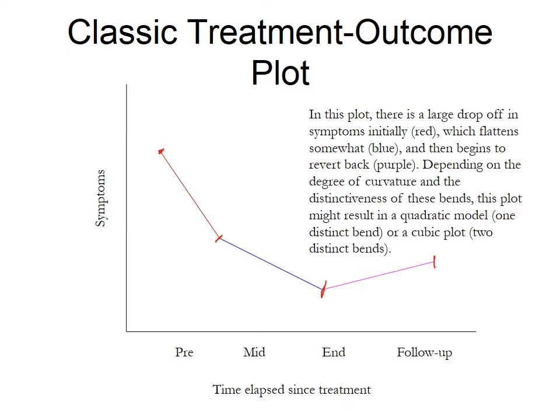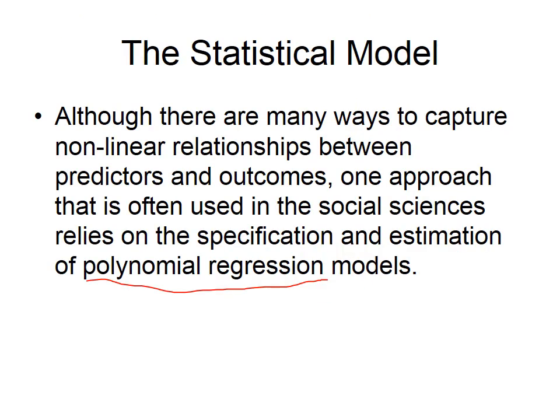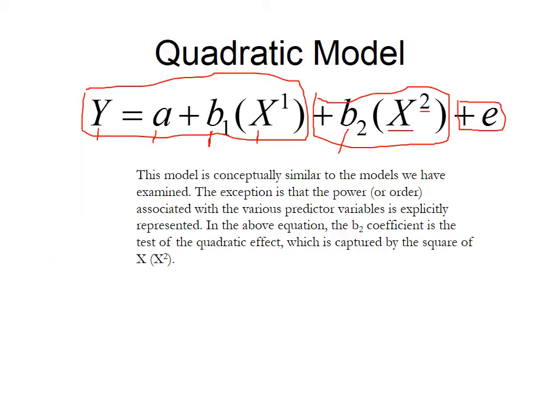In order to model these non-straight line relationships, we're going to need some extra tools. There are many ways we can model these non-straight line relationships. One we're going to be talking about today is called a polynomial regression model, and it's very similar to what we've been using already with a linear regression model.